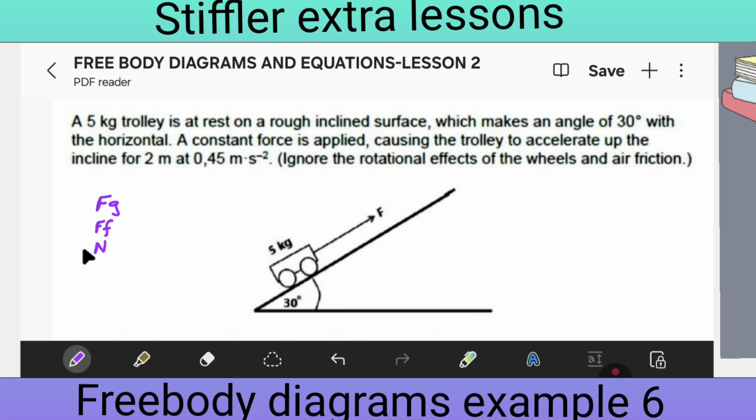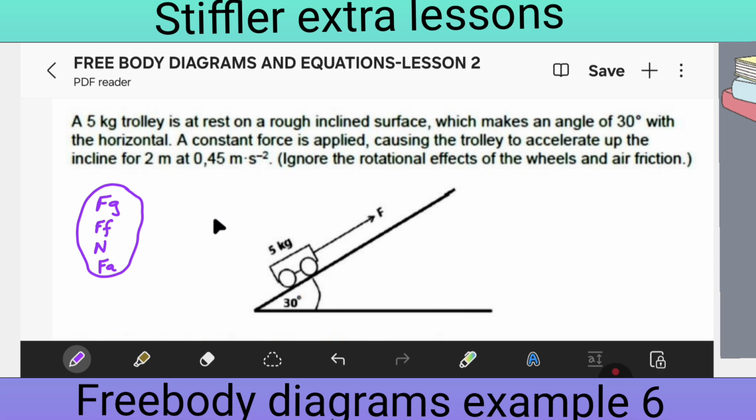A constant force is applied, so already we know that there's a force that is being applied there, causing the trolley to accelerate up the incline for 2 meters at 0.45 meters per square second. So ignore the effects of rotation of the wheels and air friction. So now we can see that we're having 4 forces that are affecting this object. So now let's see how we can draw the free body diagram and also formulating the equation.